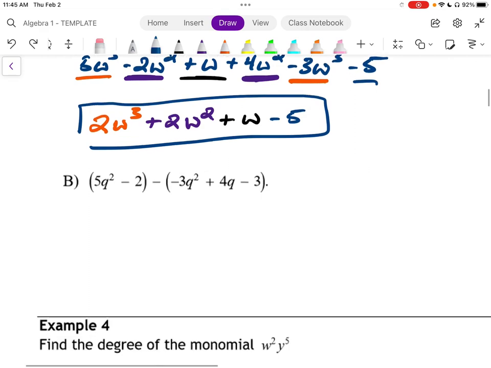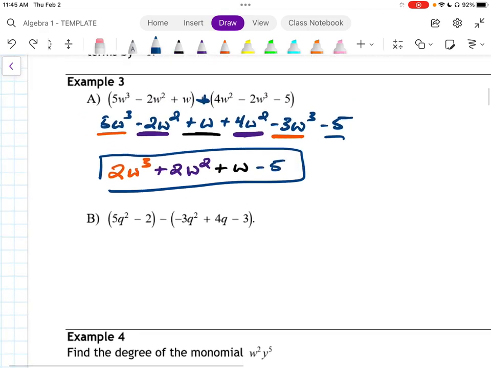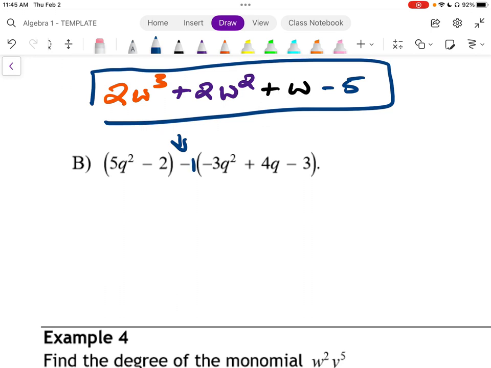Now, for part B here, we are subtracting, right? In the first one we added. Now we are subtracting. With subtraction, it's a little bit more difficult, and there's just one extra step. We have to kind of distribute a negative. So we think about this being minus 1 right there, and then we're going to distribute that negative 1 to these 3 pieces.